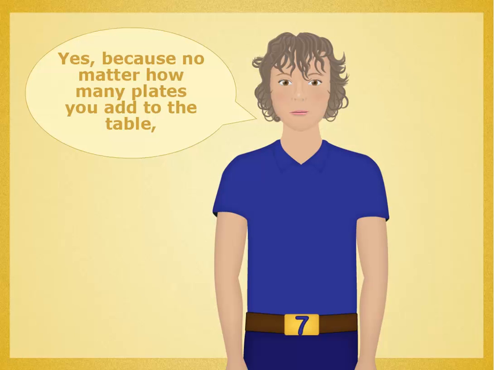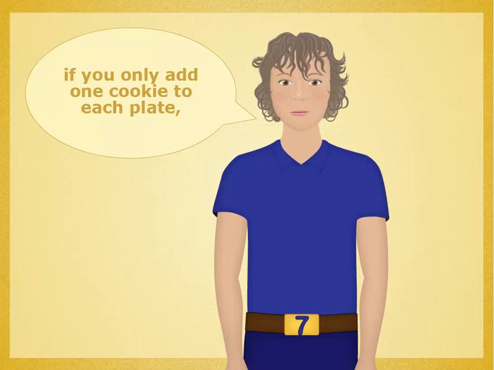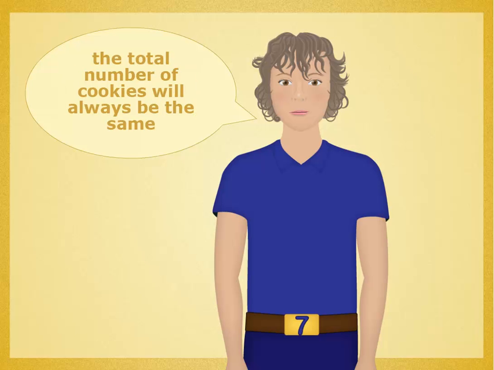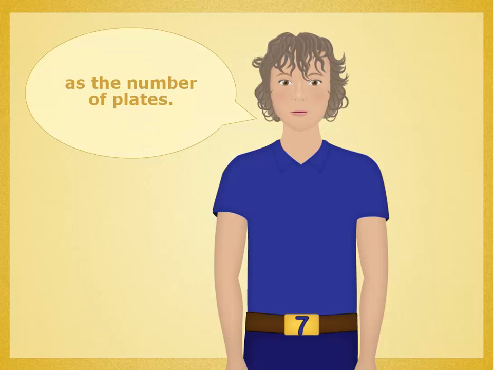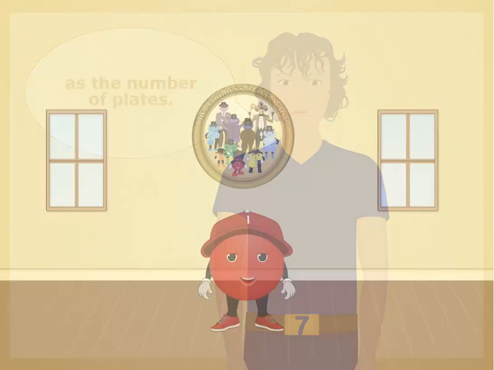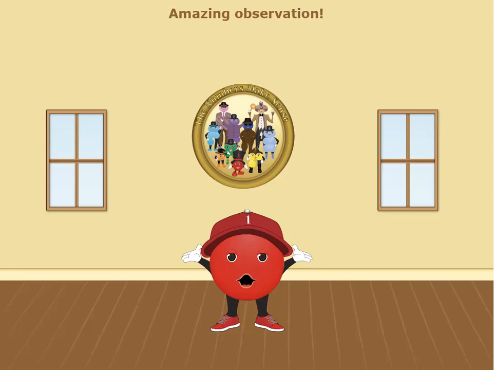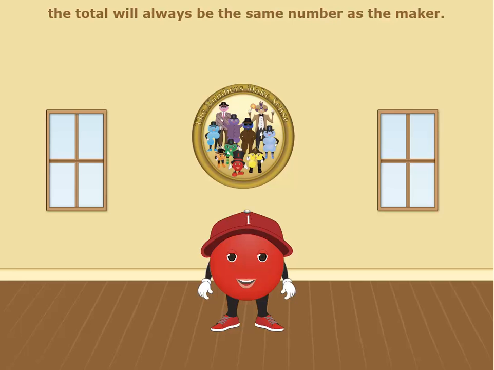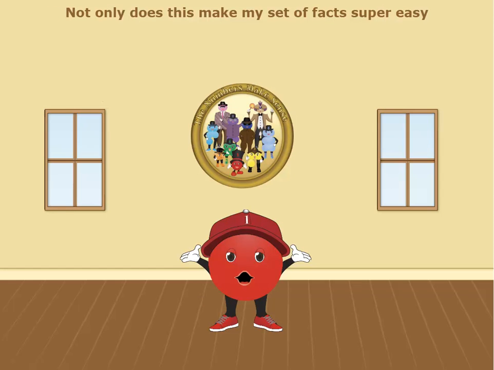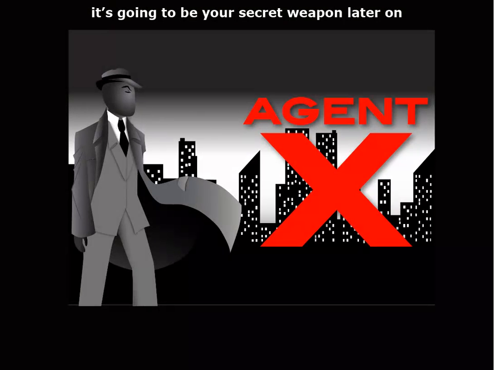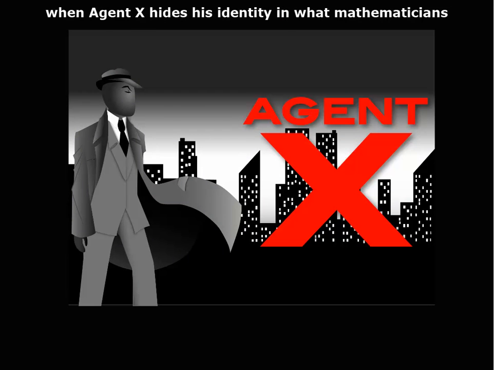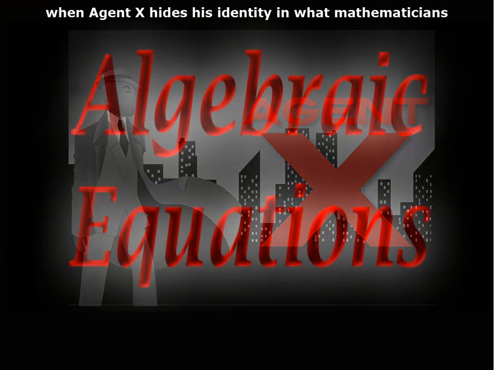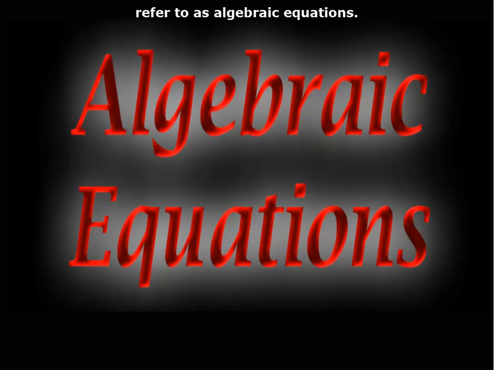Yes, because no matter how many plates you add to the table, if you only add 1 cookie to each plate, the total number of cookies will always be the same as the number of plates. Amazing observation. So, no matter what number serves as the maker in the operation, the total will always be the same number as the maker. Not only does this make my set of facts super easy, it's going to be your secret weapon later on, when Agent X hides his identity in what mathematicians like to refer to as algebraic equations.